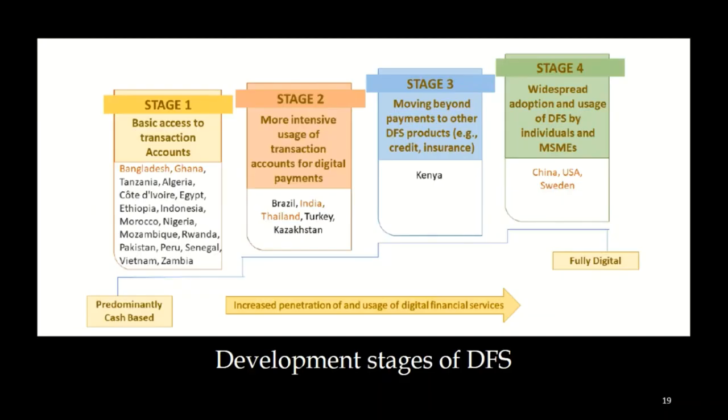So these are the development stages of digital financial inclusion. We can see it moves from dominant cash-based to fully digitalized. So it's a four-stage process, like Industrial Revolution 4.0. It changes from basic access and transactions to more intensive use of transaction accounts for digital payments. Then it moves beyond that, to credit and insurance. And of course, in some countries there is widespread adoption and usage of digital financial services by individuals and SMEs as well.